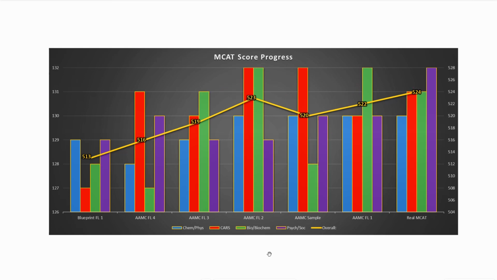The final section is the Psych Soc. Now, Psych Soc is quite interesting. So take a look at Psych Soc. I got this 129, I got this 130, 129, 129, 130, 130, and then on the actual test, it jumped to a 132. Now, this, I have to admit, is partly luck. Part of it is I just got lucky and got that 132 on this test.